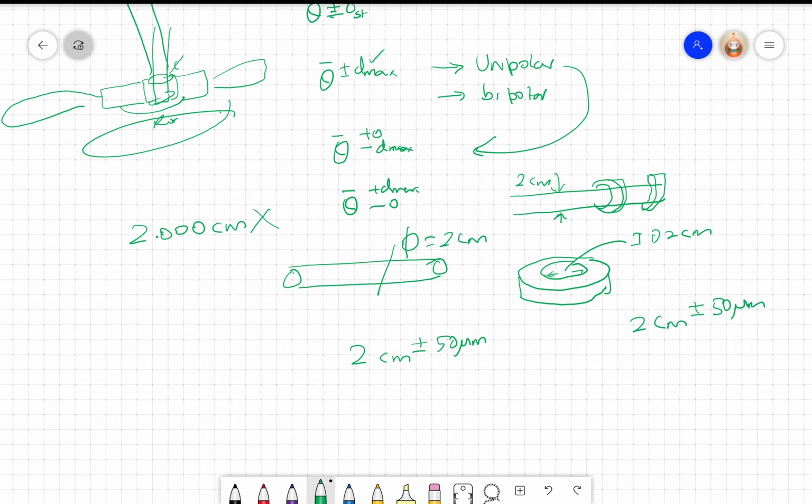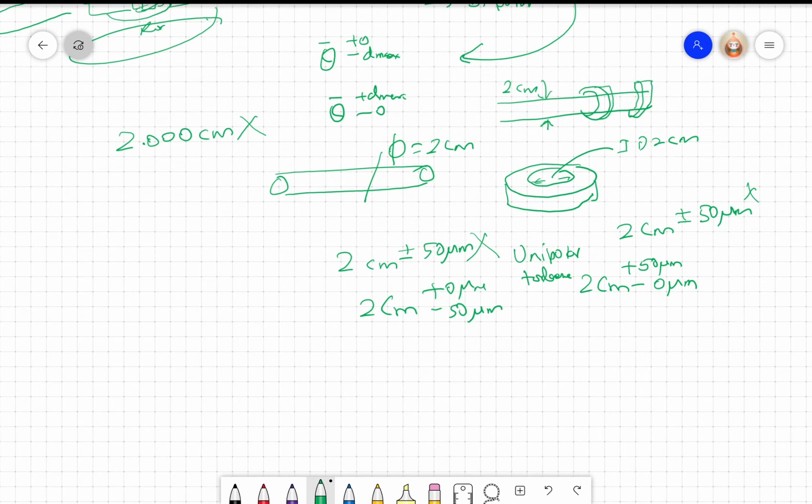So what do we do? We don't put these specifications. Here I would say 2 centimeter plus 0 micrometer. It cannot go above 0, but it can be slightly less, 50 micrometers. Similarly, here for ID I say 2 centimeters. It can go up plus 50 micrometer, but the minus should be 0 micrometer. So we call this as unipolar tolerance.